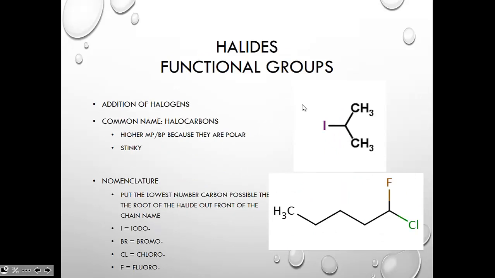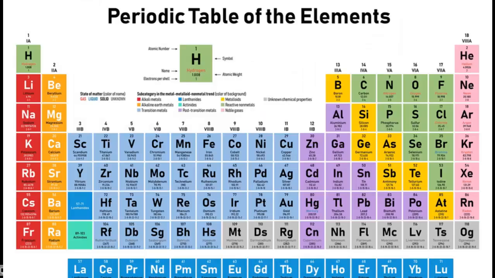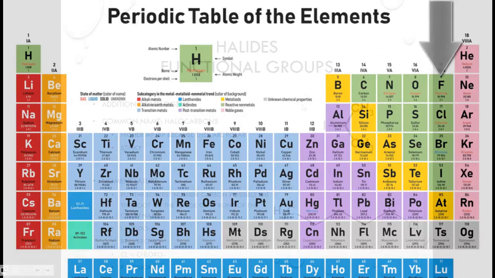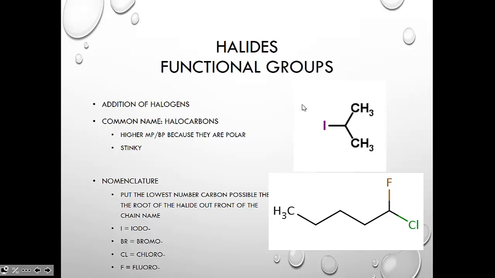So the first functional group that I would like you to know are halides. Halides are when a halogen takes the place of one of the hydrogens in our chain. Those halides are simply noted by their root name. Iodo for iodine, bromo for bromine, chloro for chlorine, and fluoro for fluorine. We simply note where they occur in the longest chain by saying what carbon they are attached to.